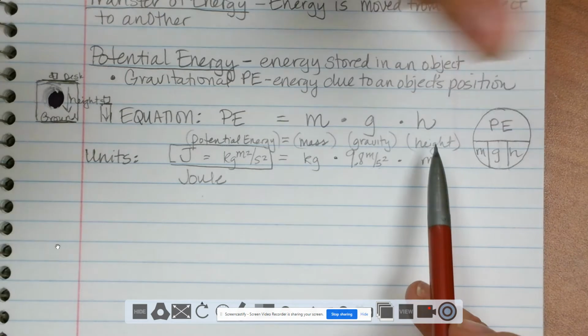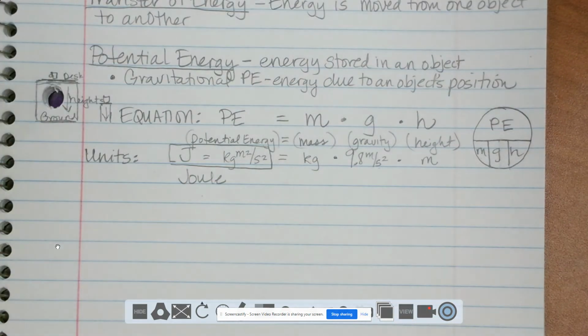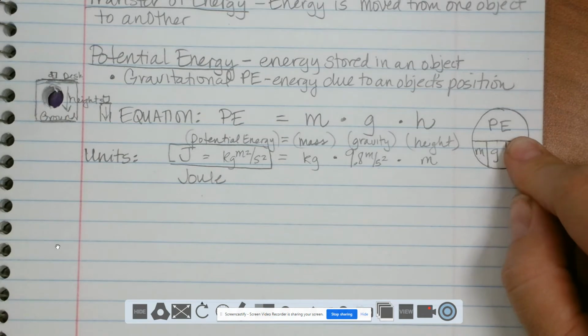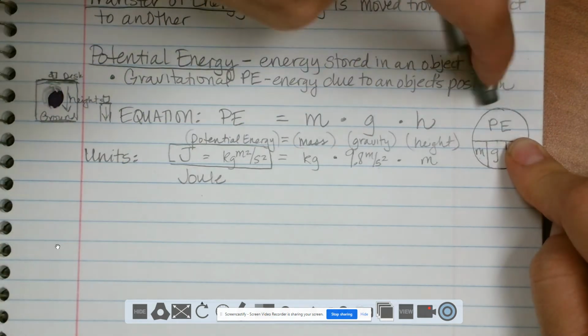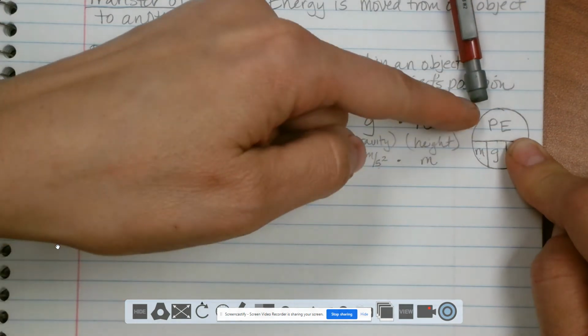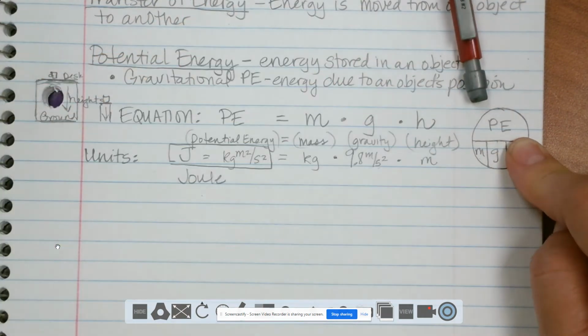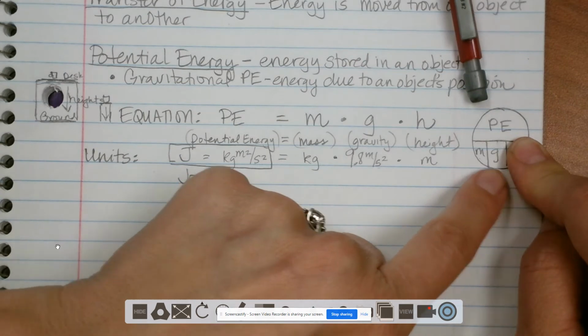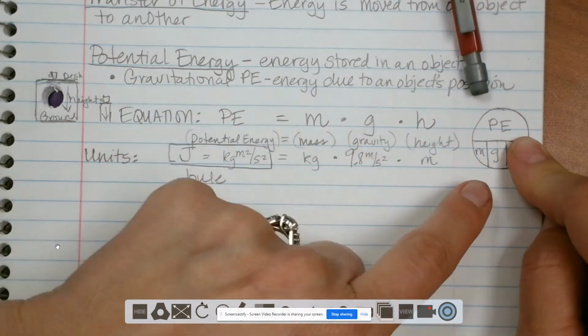So now flip it around. Let's try to look for height. Maybe I give you the potential energy and the mass, and you know gravity. Gravity always stays the same. You cover up H, or height, you get potential energy on top, mass and gravity on bottom. So it's PE divided by M times G. So you would multiply mass and gravity first, then take potential energy and divide it by that number.